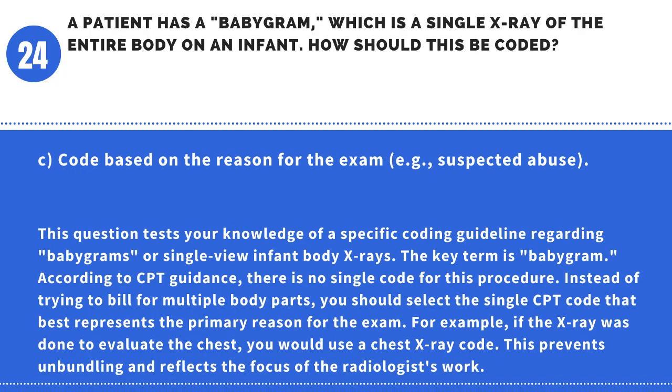Answer: C. Code based on the reason for the exam, e.g., suspected abuse. This question tests your knowledge of a specific coding guideline regarding babygrams or single-view infant body X-rays. The key term is babygram. According to CPT guidance, there is no single code for this procedure. Instead of trying to bill for multiple body parts, you should select the single CPT code that best represents the primary reason for the exam. For example, if the X-ray was done to evaluate the chest, you would use a chest X-ray code. This prevents unbundling and reflects the focus of the radiologist's work.